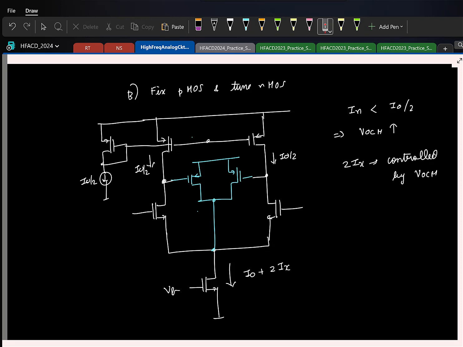So now you see, let us say this current is fixed to some value greater than I0. Now if the common mode is increasing, the currents here will change automatically so that the two currents will be equal. Okay. So in steady state, what will be the currents flowing here? Let us say this is I0 by 2 and this is I0 plus 2Ix. So both currents will be Ix. So what value is the output common mode getting set to?